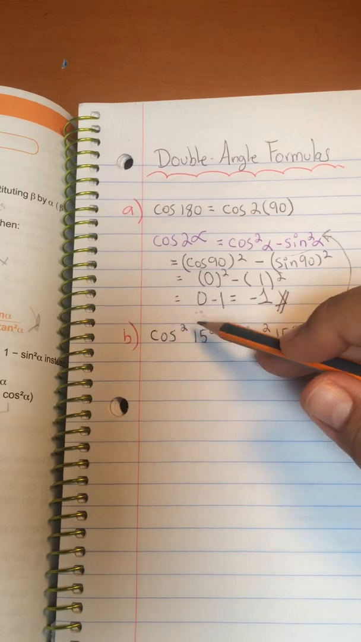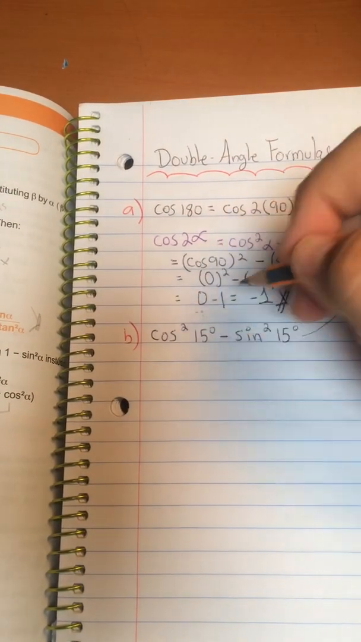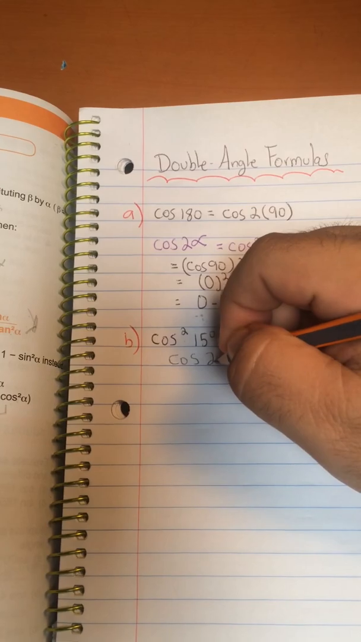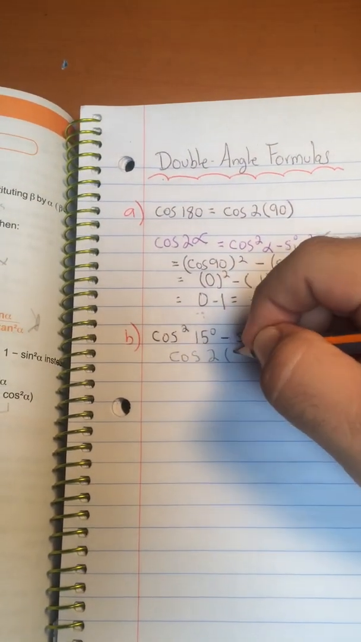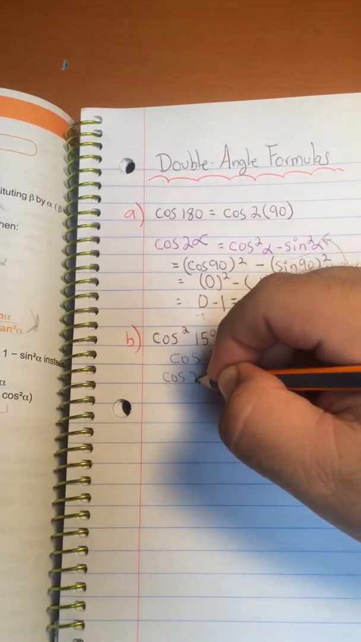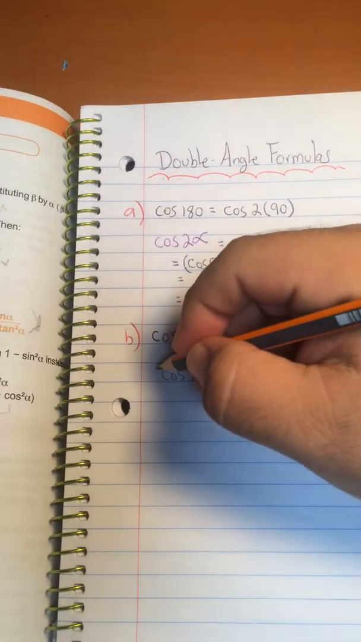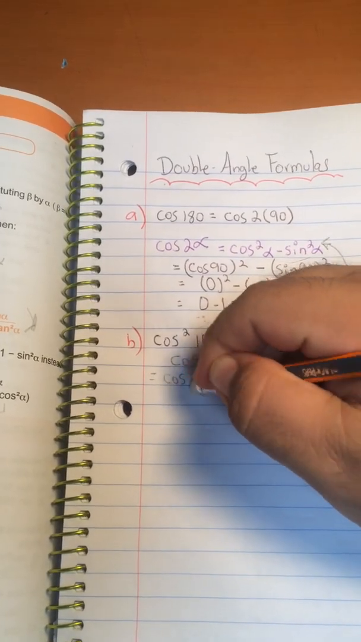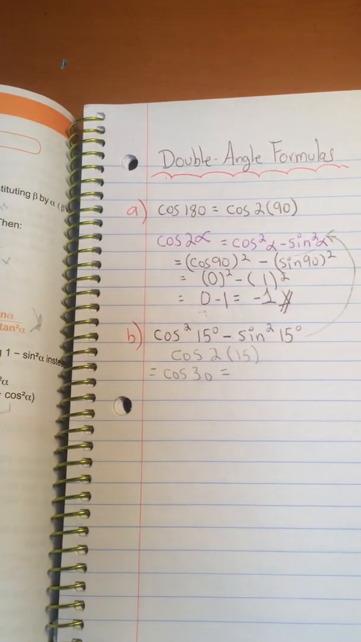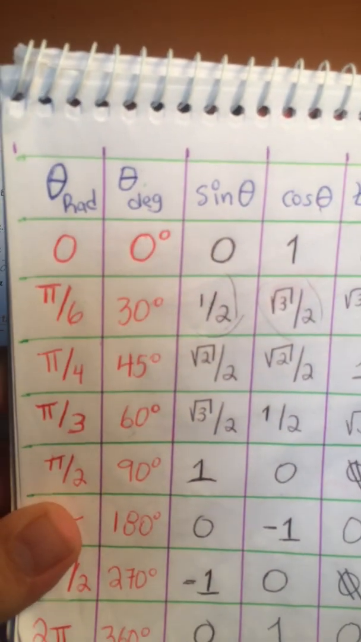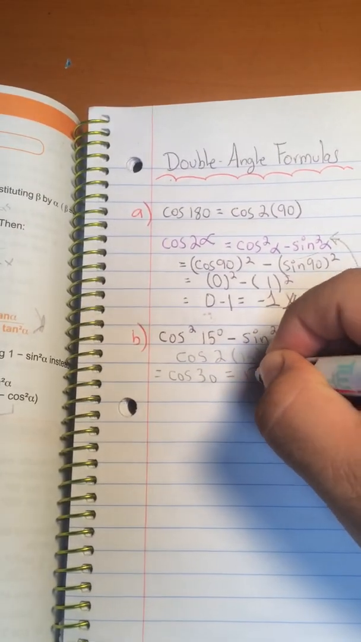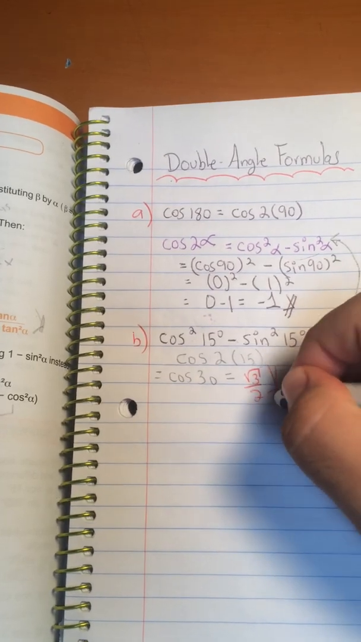If we have cosine to the square of 15 minus sine to the square of 15, that means we have cosine of 2 times 15, and cosine of 2 times 15 is cosine of 30. Do we have cosine of 30? Yes. Square root of 3 divided by 2. And that is my answer.